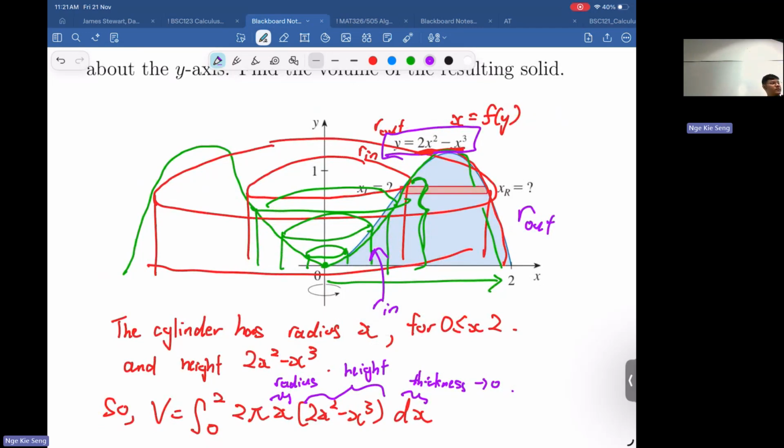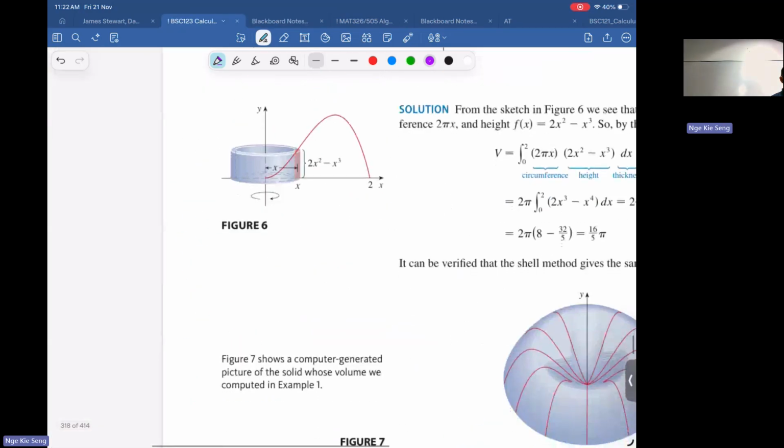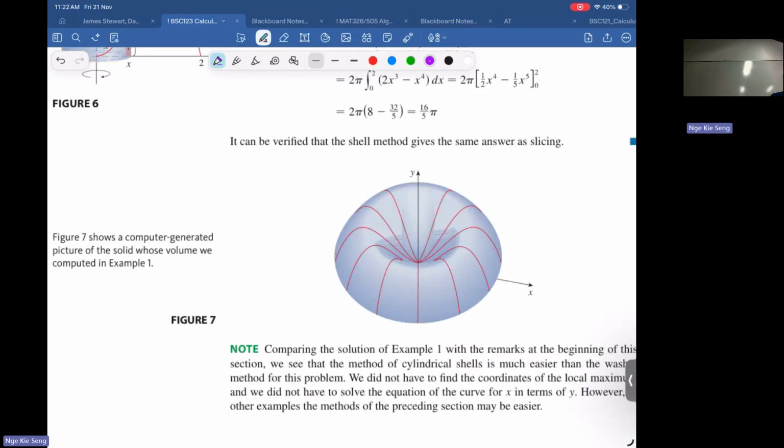Okay, any questions so far? Any questions so far? Okay, the shape you're going to get looks something like this. This is the shape you are getting.